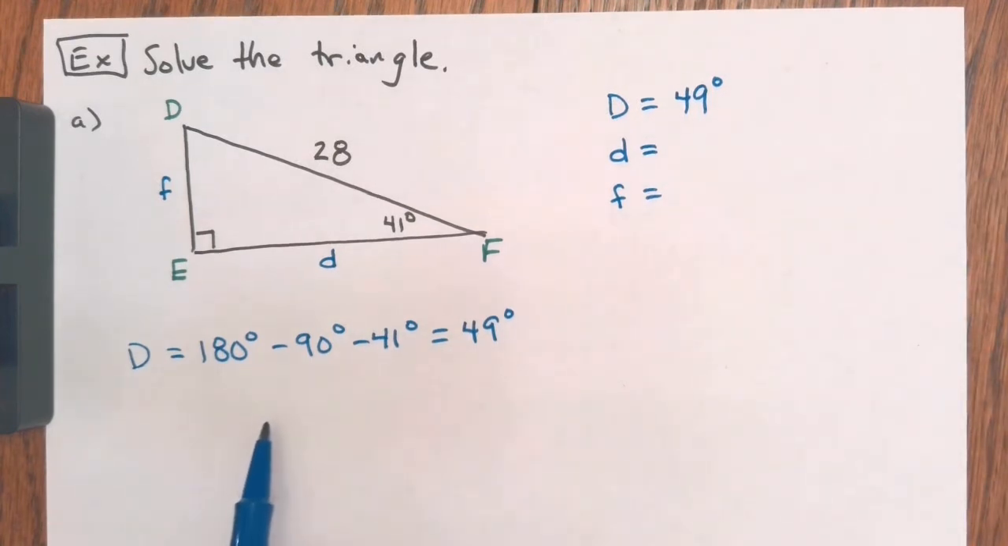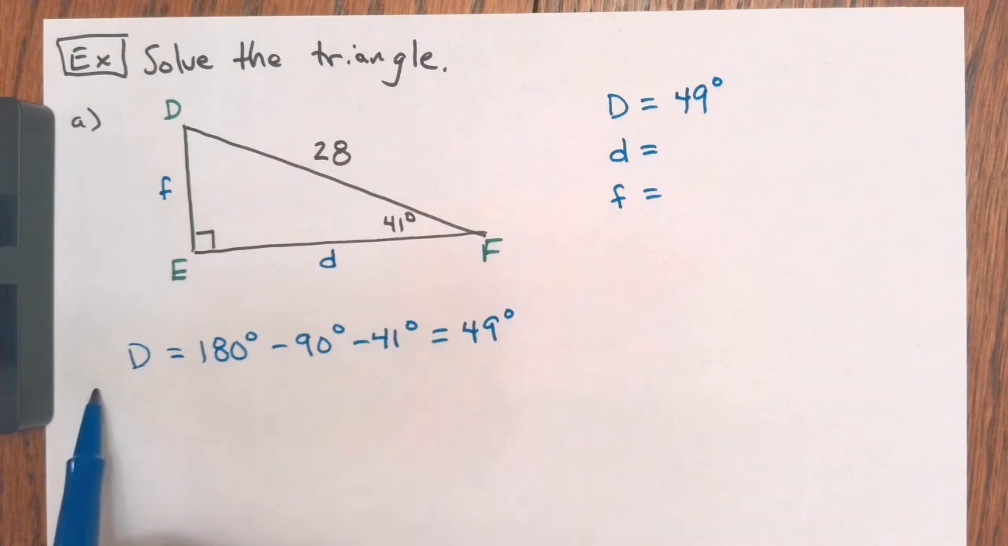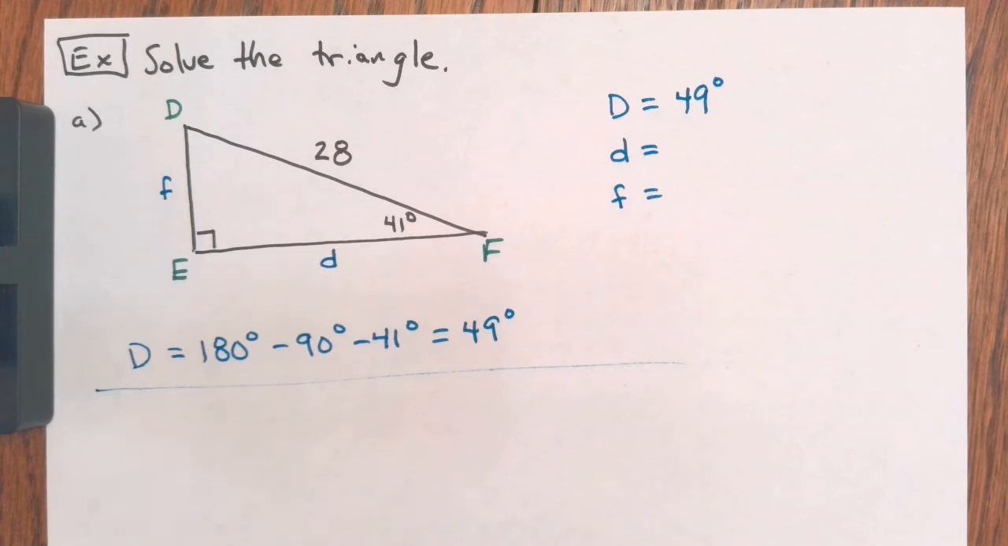Okay. In order for us to find those sides, we need to use an appropriate method. And for that, since we only know one of the sides right now, the only thing we can really do is set up an equation using some trigonometry. So we're going to use SOHCAHTOA for that.